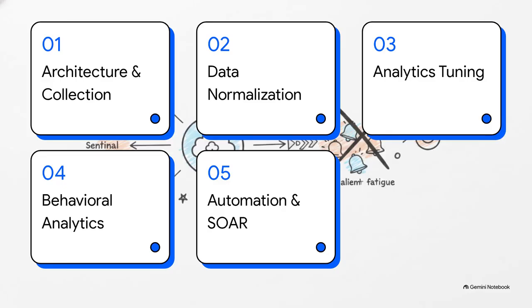Okay, let's dive right into this. To understand how the architect solves this massive problem, we're going to follow a 5-step data funnel blueprint: architecture and collection, data normalization, analytics tuning, behavioral analytics, and finally, automation and SOAR.